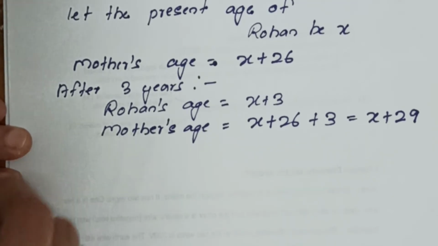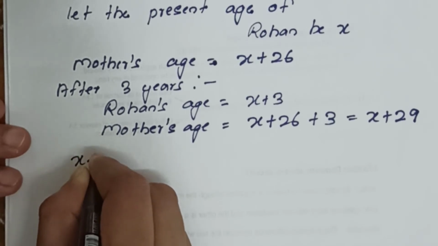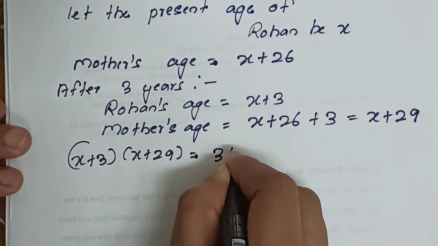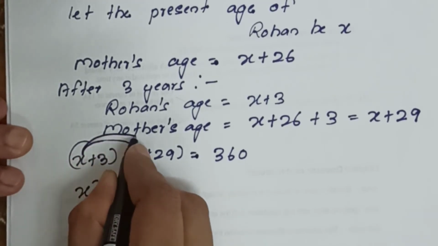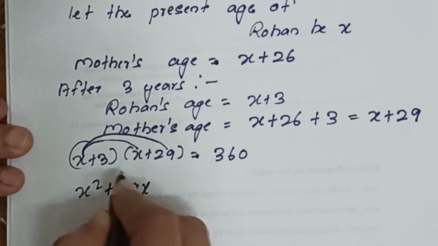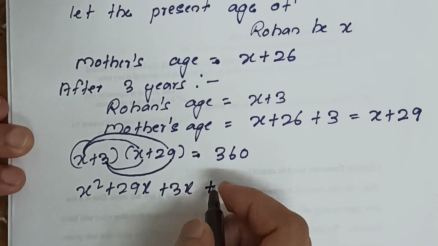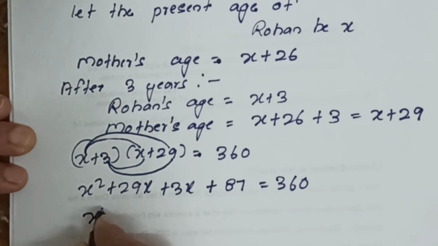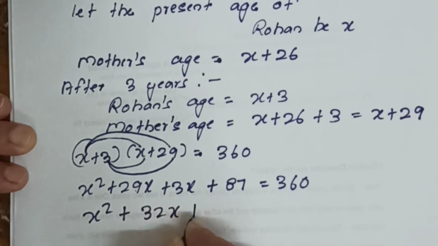Three years later, the product of their ages is given as 360. So (x + 3)(x + 29) = 360. Now we have to simplify. It will be x into x, x square, x into 29 plus 29x, plus 3x, plus 3 into 29, which is 87, equal to 360. Simplifying, x square plus 29x plus 3x is 32x, plus 87.